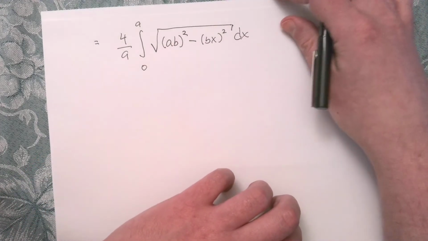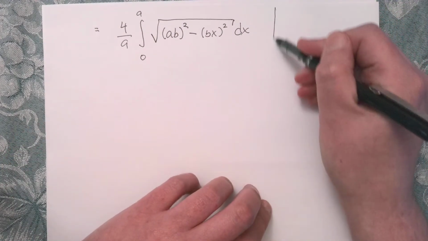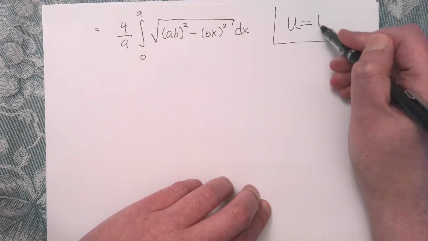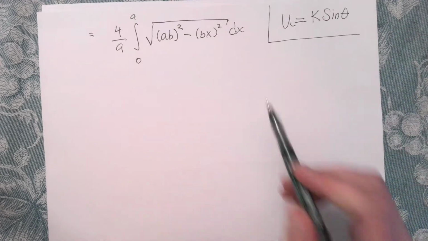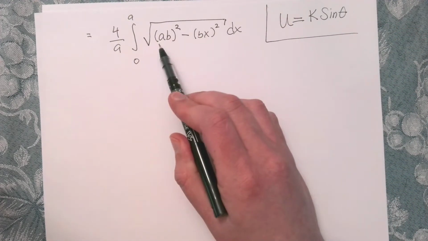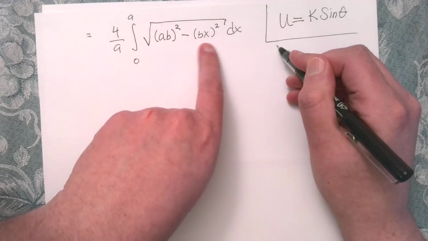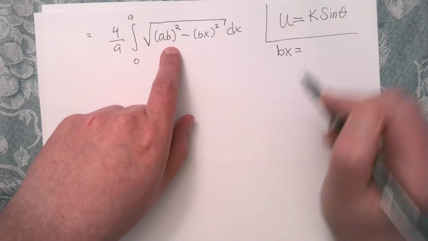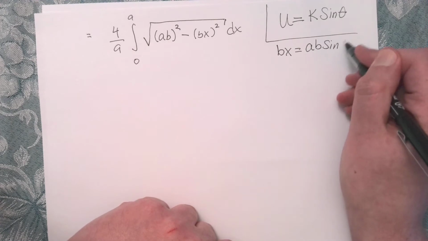So in particular, we want to use this form here. We want to use u equals k sine theta, where this is u squared and this is k squared, right? So that means that u, so again, if that's u squared, then u is bx, and if this is k squared, then k is, well, ab. So there's my substitution.